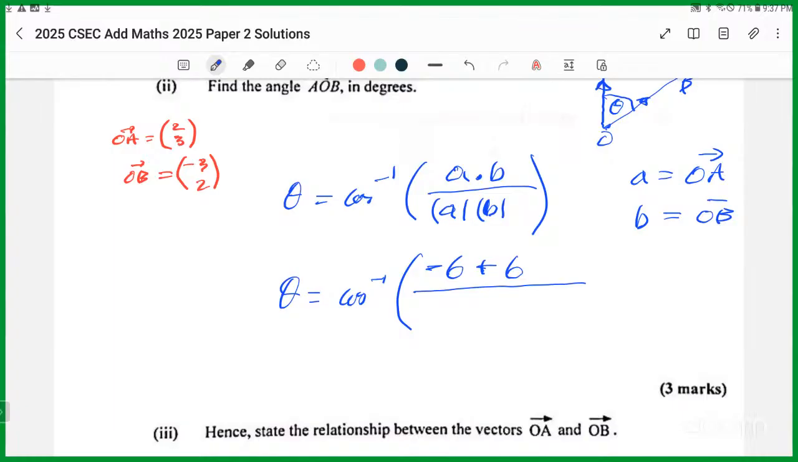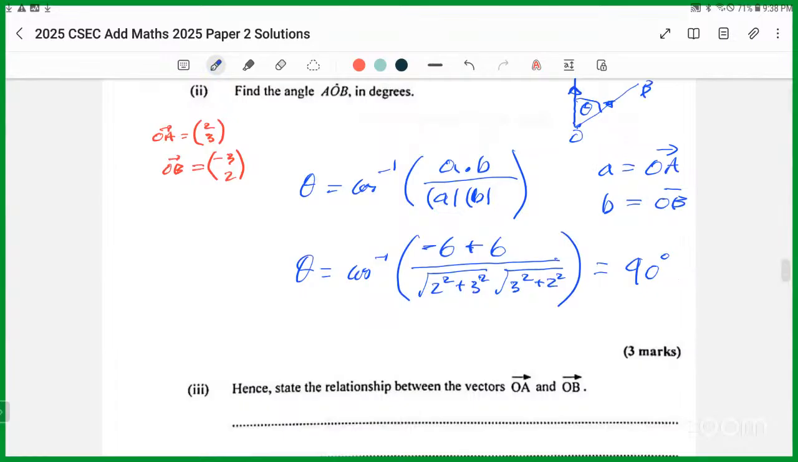So it's going to become the square root of 2 squared and 3 squared. I don't need to put in these values at all; I know it's 0 already. 3 squared and 2 squared again. And this up here becomes 0. So it's cos minus 1 of 0, which is 90 degrees.